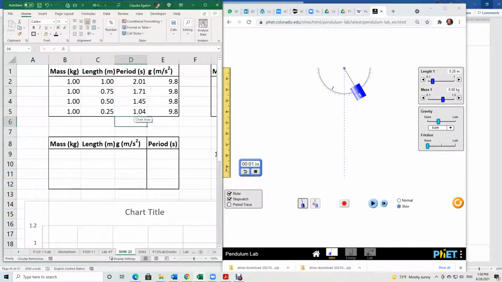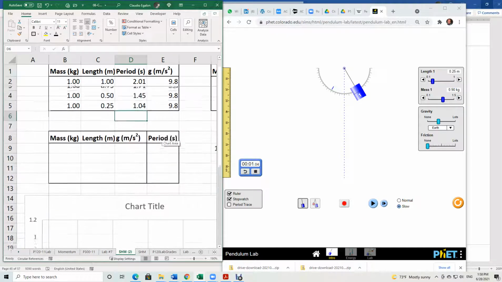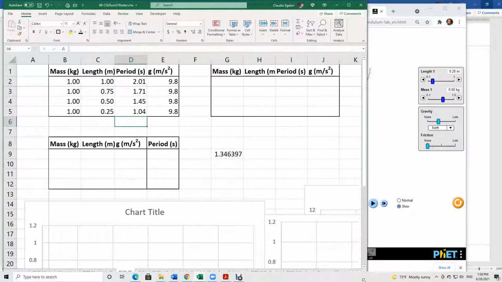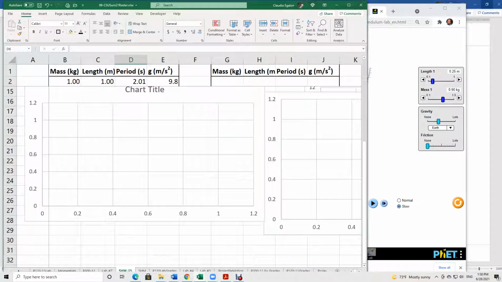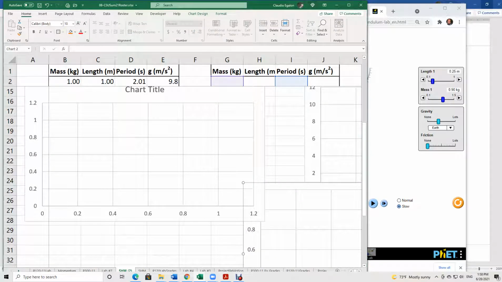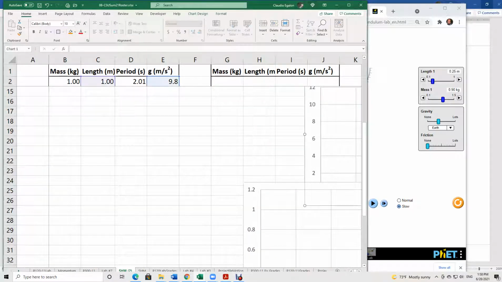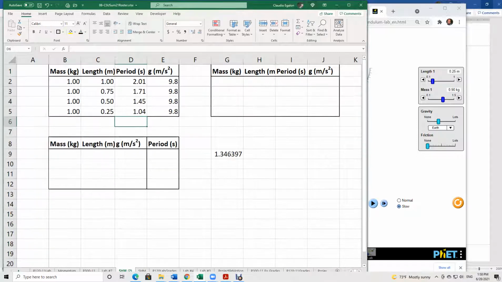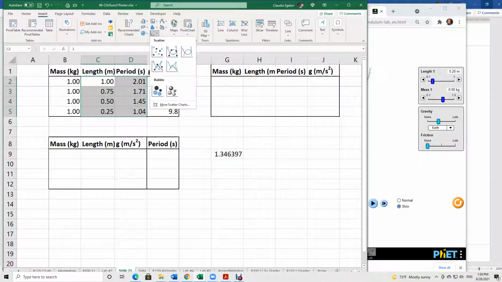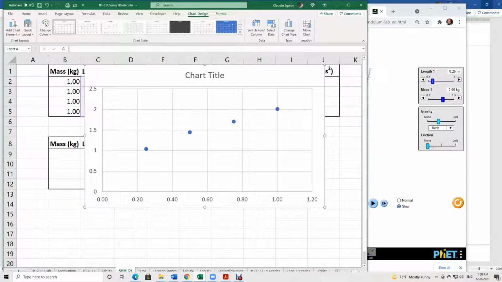Clearly, there is a decrease in the period when the length of the pendulum decreases. You can even plot this graph. Okay. Length in the horizontal, period in the vertical, insert chart. Okay, here you go. What you see here is kind of a square root relation.